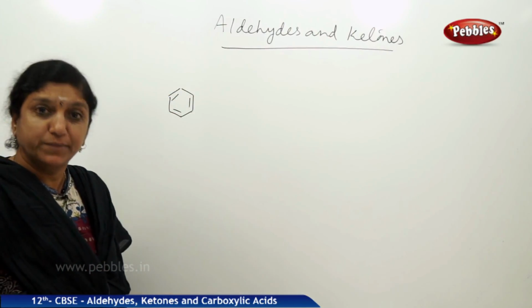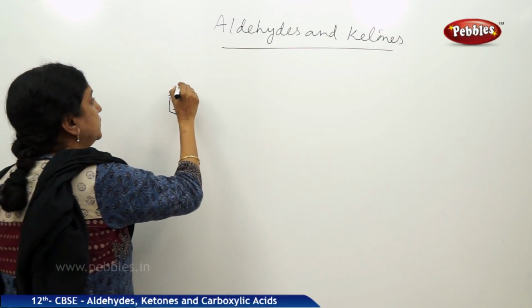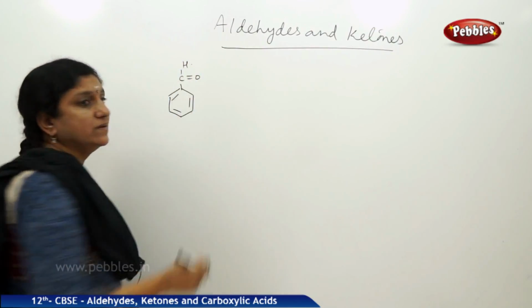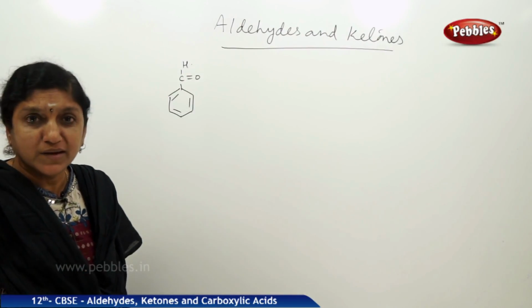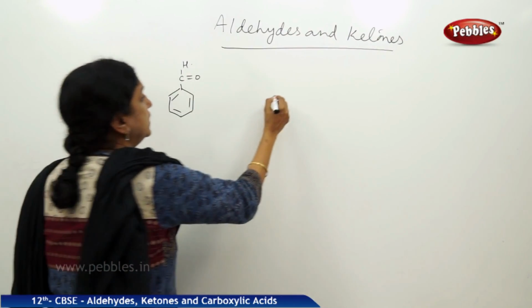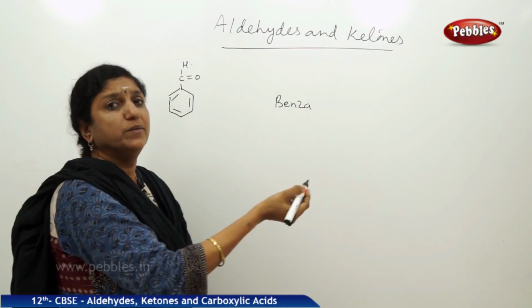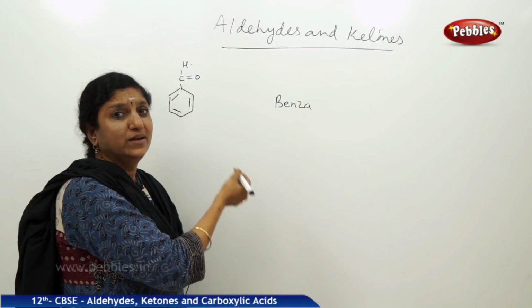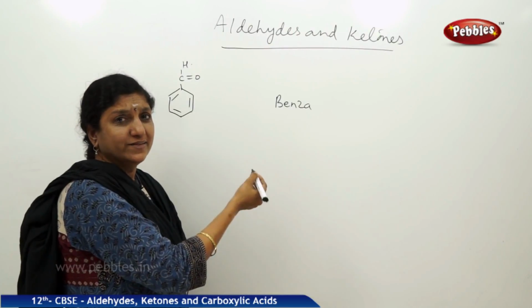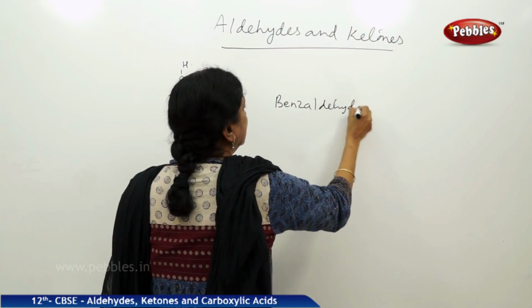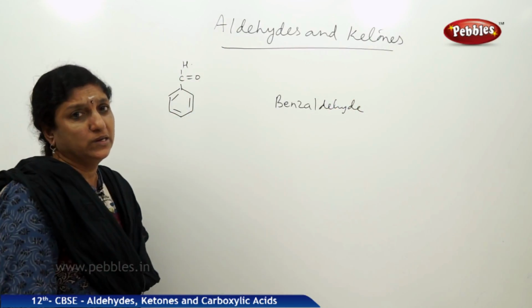This is the benzene ring, and suppose you have an aldehyde group attached to this benzene ring. Then how do you name this compound? So this is simply called benzaldehyde because it is obtained from the parent hydrocarbon. There is benzene, so benzaldehyde is attached. So benzaldehyde is the name given to this particular compound.